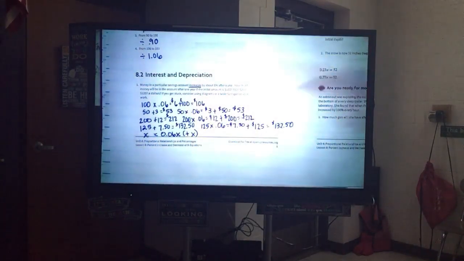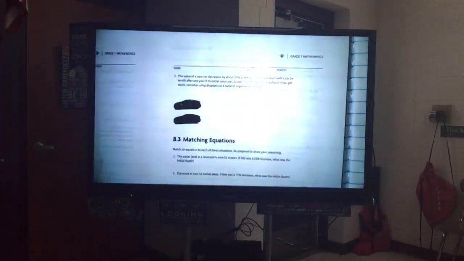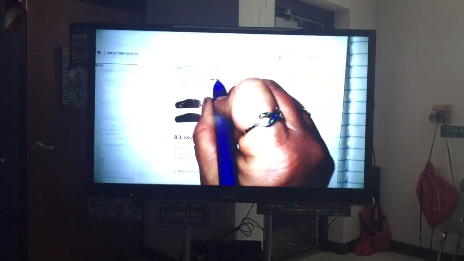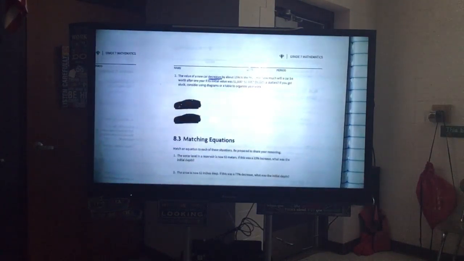All right. Slide over to number 2. It says the value of a new car decreases, keyword there, by 50% in the first year. How much will a car be worth after 1 year if its initial value was $1,000, $5,000, $5,020, or x dollars? If you get stuck, consider using diagrams or a table to organize your thoughts. All right, this one I am not helping with. You are working with your group. You have 5 minutes. Go.